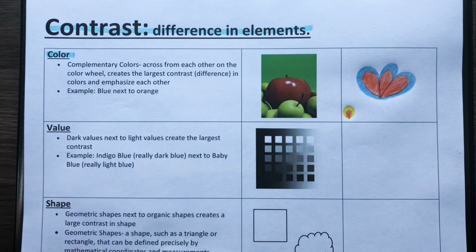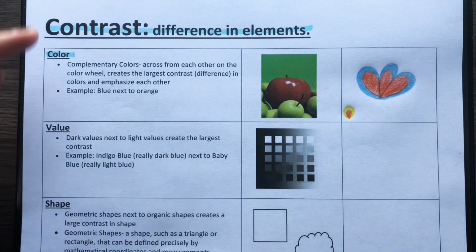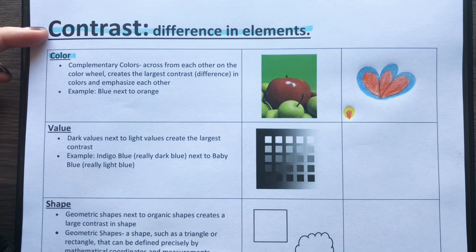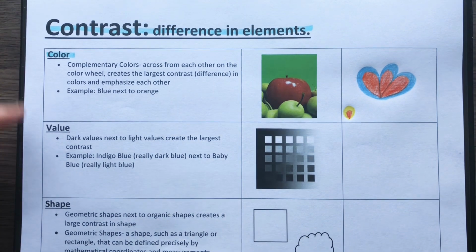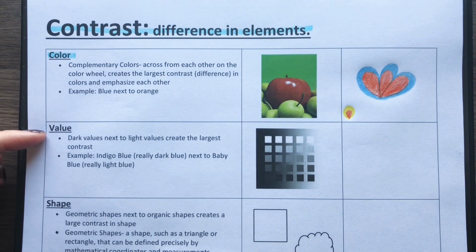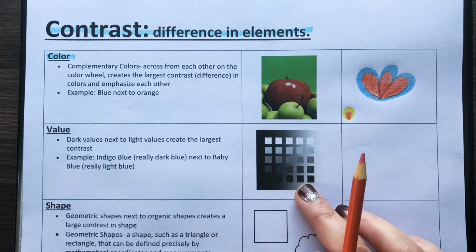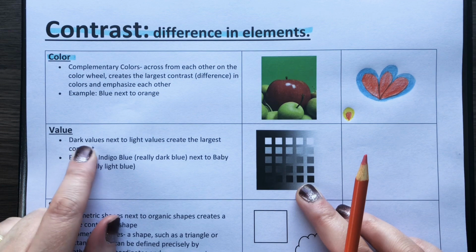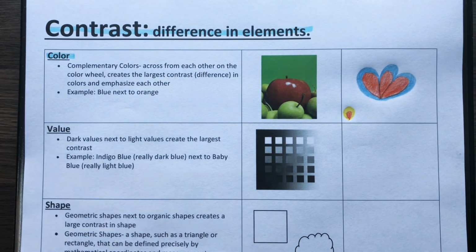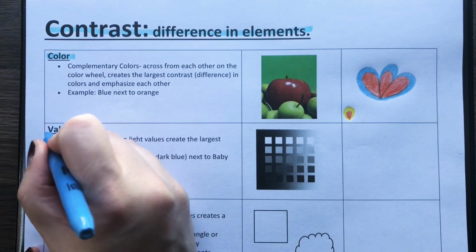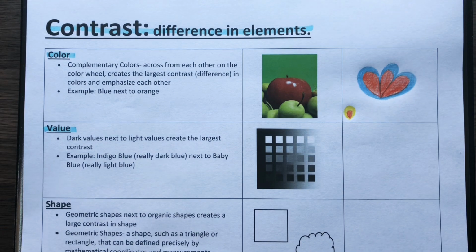So the next thing that you could do to have a large contrast, a high contrast, a large difference in elements, because color is an element, value is an element. So I want you to look on this picture right here, right? So we've got the dark values next to the light values create the largest contrast.